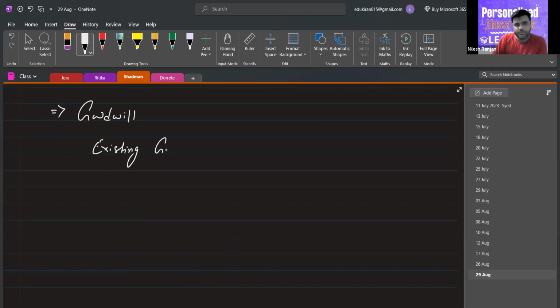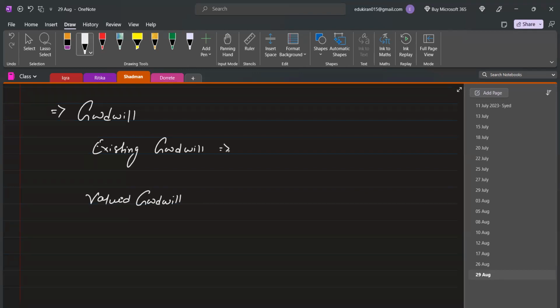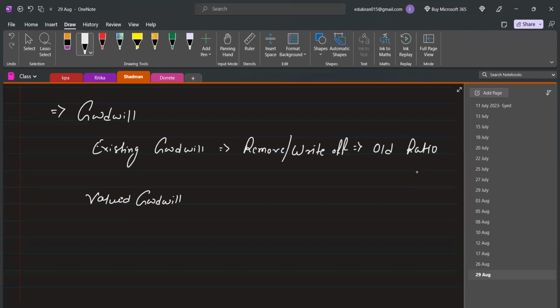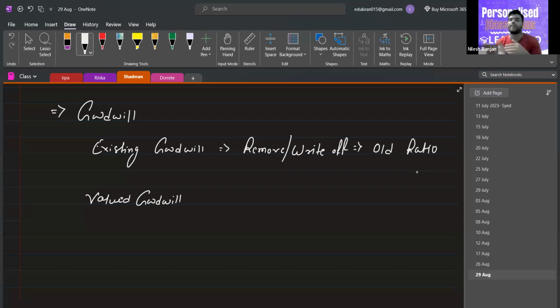Existing goodwill. And second is valued goodwill. So you have to remove the existing goodwill if it is given in the question. Remove or write off in old ratio. So if it is given in the books, we have to remove it.